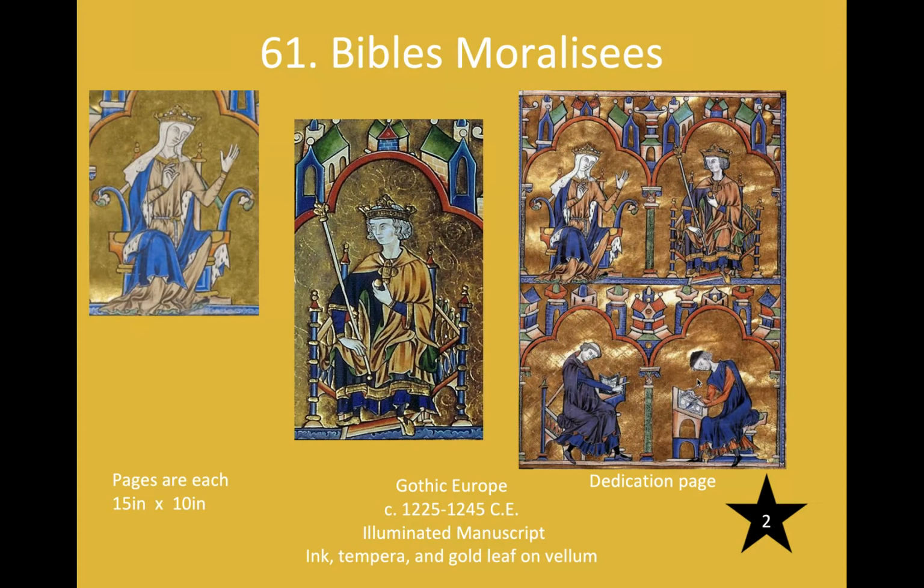And so when I tell you that this book is super ridiculous important, I cannot overestimate how important. So we have ink and tempera paint with gold leaf on vellum. Vellum is calfskin, okay? So I'm gonna go to the next page, and this is where we're gonna talk about why this is such a big deal.